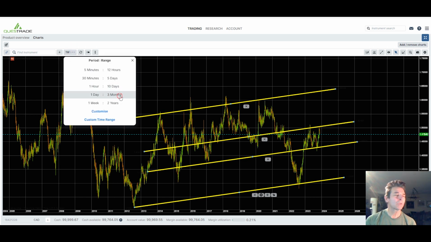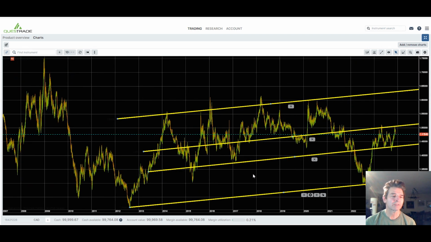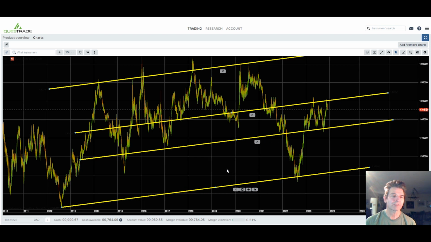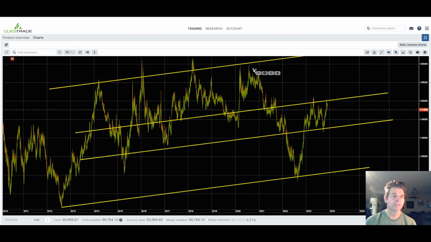Now, let's go to our 1-day chart. Zoom that out. Okay, we still got this going on. I think we'll look at this as a possible wave 2 here. So trend line segment, go to that point. Is this a wave 2?